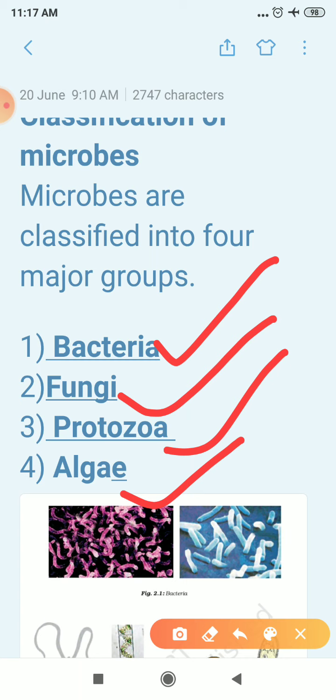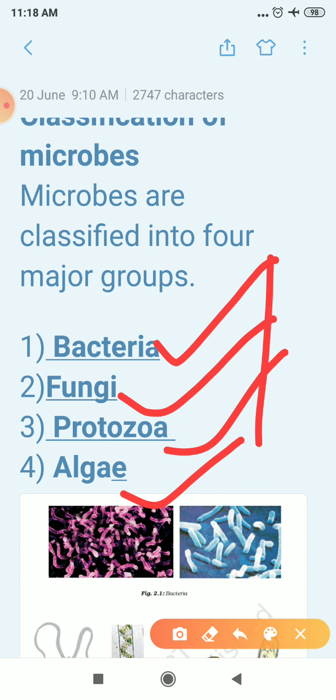Here, microbes are classified into 4 major groups. And those 4 major groups are, again I am repeating, bacteria, fungi, protozoa, and algae. Most microbes are single celled, or you can call them unicellular. Very few of them are multicellular. Some algae and some protozoa are multicellular. Other than that, each and every microorganism is single celled, or unicellular.